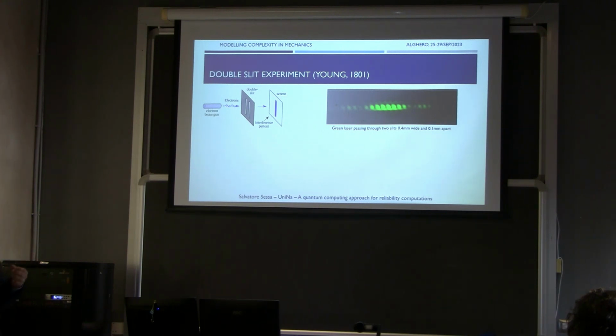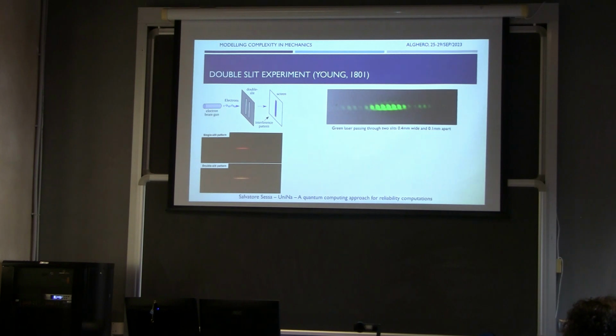Actually, I prepared a little bit of an overview of the physical behavior of quanta. This is the double-slit experiment, which was basically Young's, and it proved the wave nature of light, because if we shoot the light between these two slits, they make interference, and we can see an interference pattern on a screen. So this is a real example.